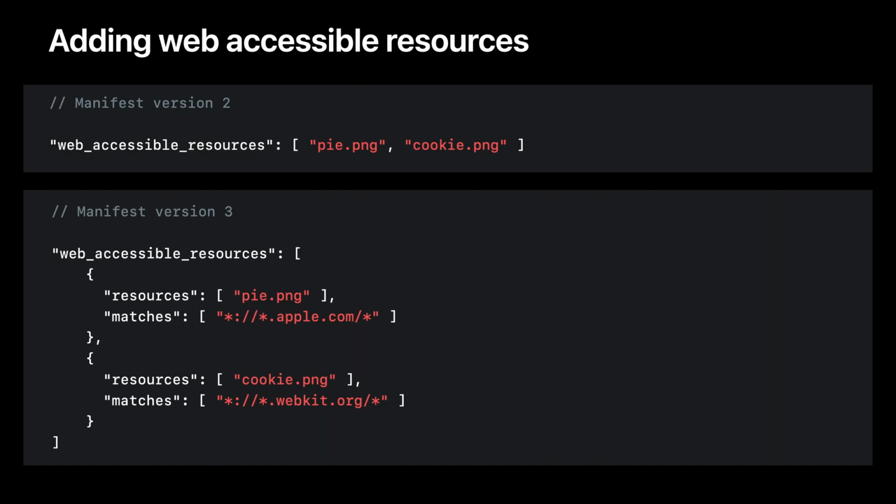Let's take a look at an example. Previously, the cookie and pie images were available on every site the extension had access to. But now, with version 3, I can make the pie image available only on apple.com URLs, and the cookie image just on webkit.org pages. Now, let's take a look at the modifications to the browser action and page action APIs.